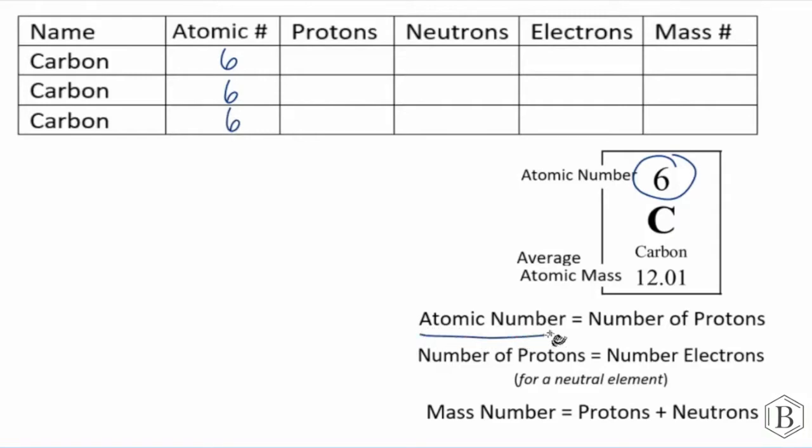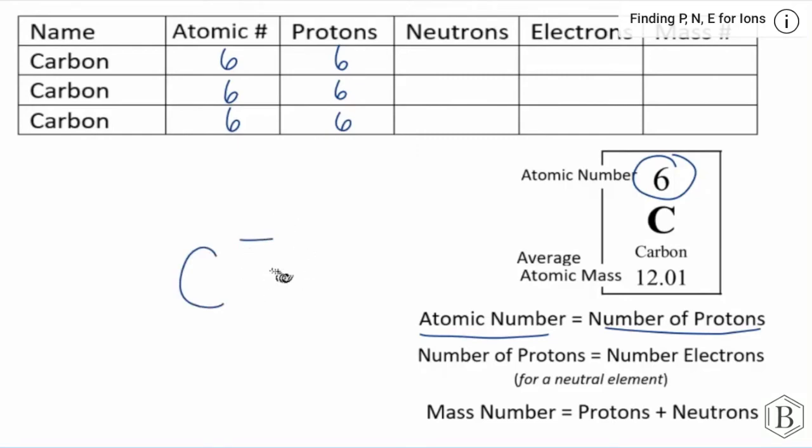And the atomic number, that's just the number of protons. So we can put 6 for the protons. When we look at elements on the periodic table, they're neutral. So for carbon, we have just C. That means it doesn't have a charge. It doesn't have a plus or a minus sign after it. It's just carbon. That makes it a neutral element.